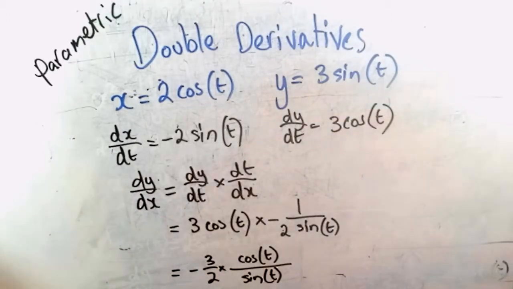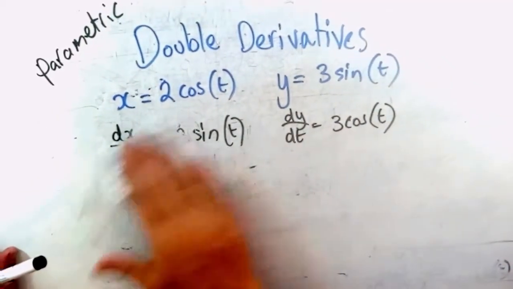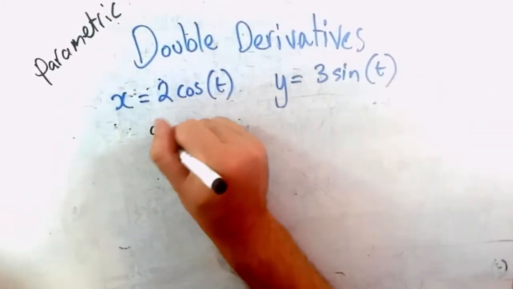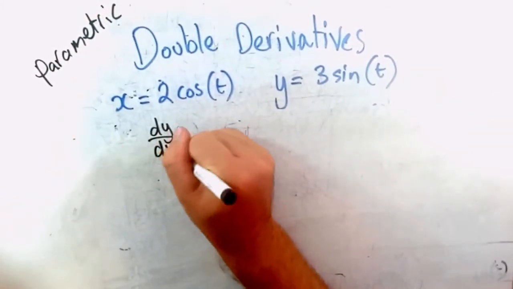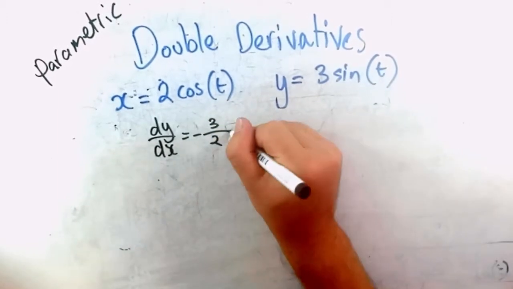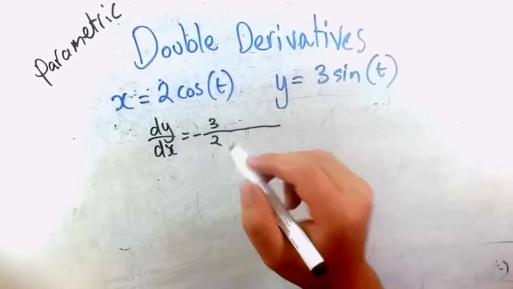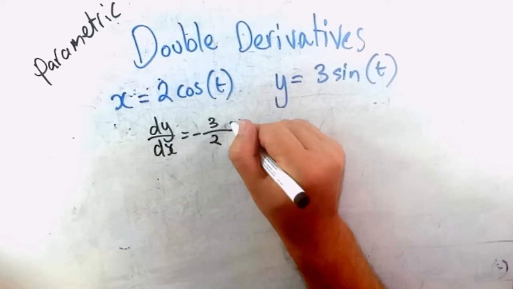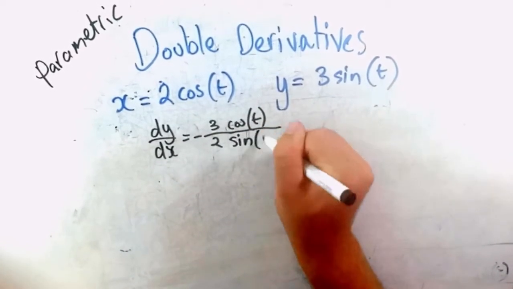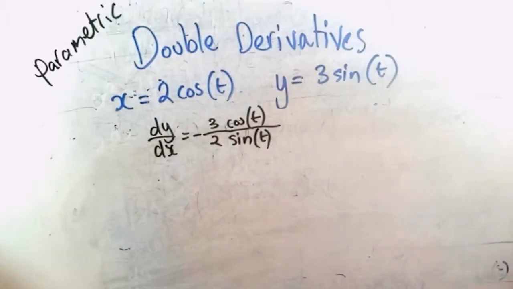Okay, I'm running out of a little bit of room, so I might try and remember that and rub it out before we do the second derivative. So this is dy/dx. We'll rewrite that up at the top. So we've already found dy/dx equals negative 3 on 2 cos of t on sine of t. Okay, there we go. That'll do.